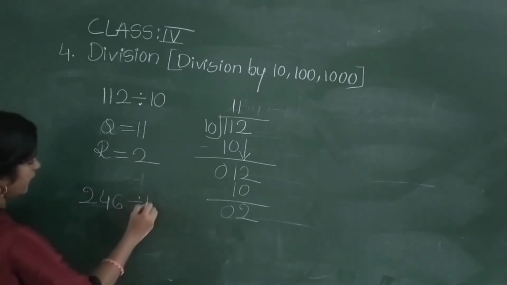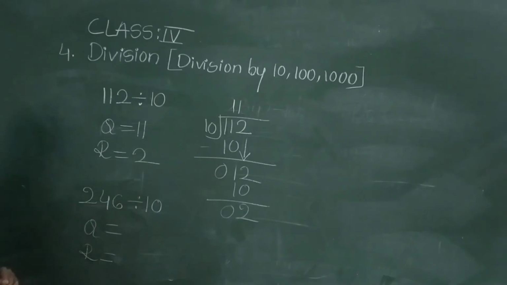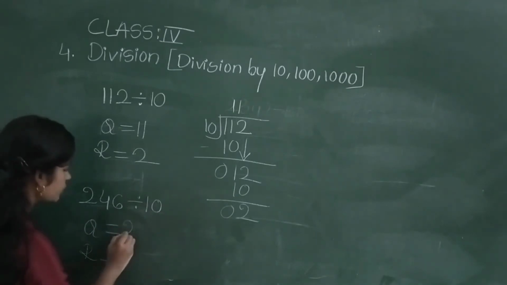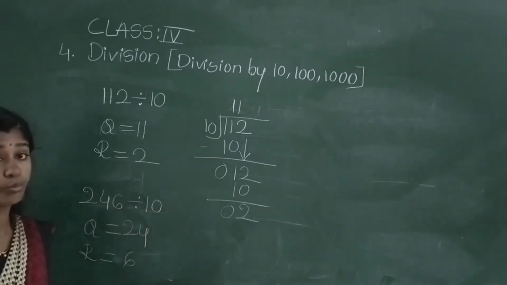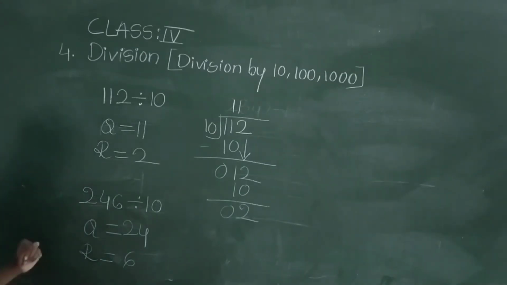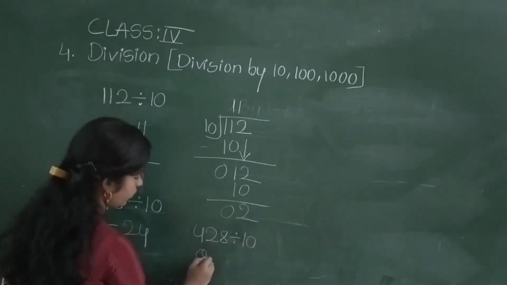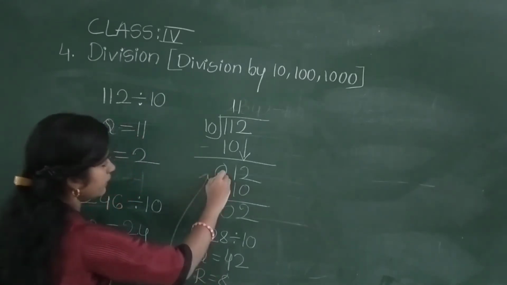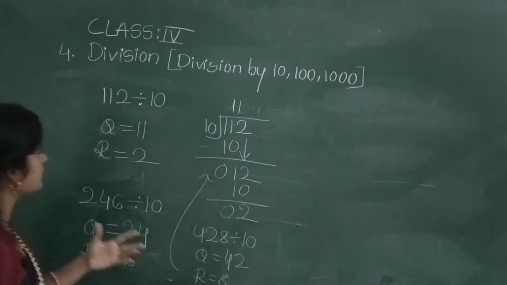Then tell me how to do this: 246 divided by 10. What will be the quotient and what will be the remainder? Tell me without dividing the number. See, the first 2 digits I wrote and the last 1 digit I wrote. Means the quotient is 24 and the remainder is 6. How do you come to know? By solving so many times. Each example you solve 2 to 3 times, then you come to know this trick. Then tell me how to do this: 428 divided by 10. What will be the quotient? The quotient is 42 and the remainder is 8. See, instead of solving all the examples, we can write the answers easily. Okay, so this is by 10.